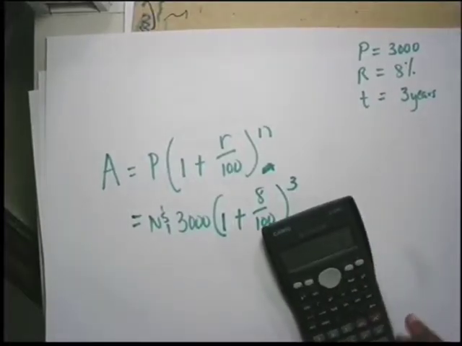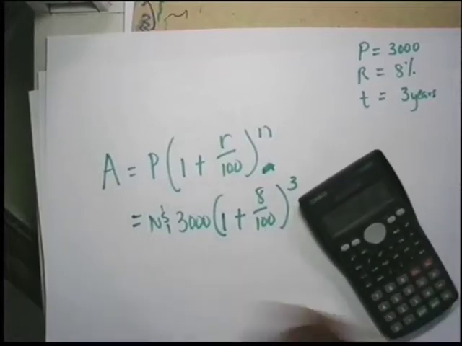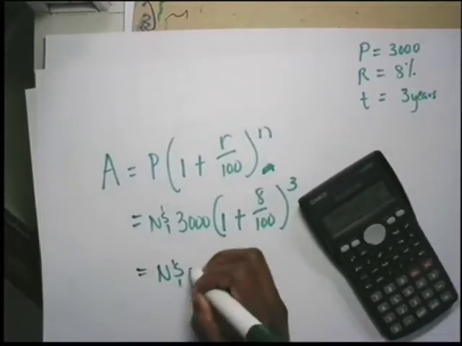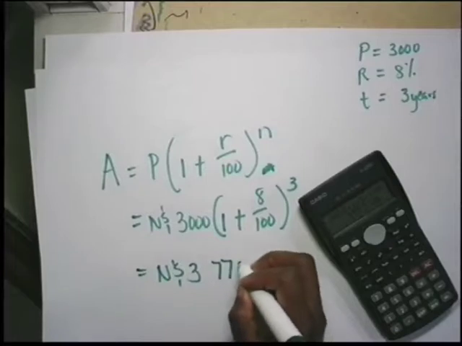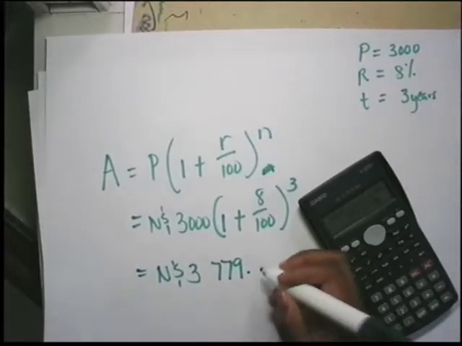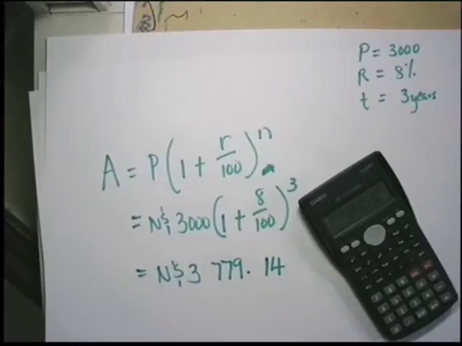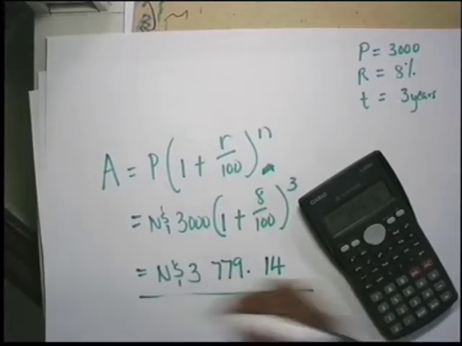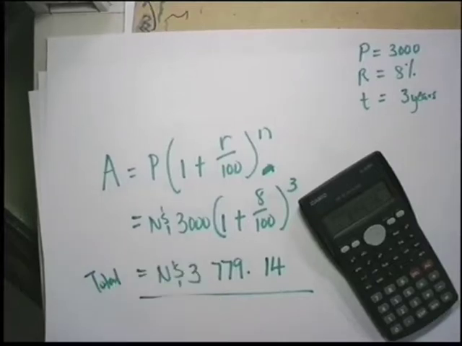3,000, open brackets, 1 plus 8 over 100, close the brackets, power 3. Then how much will you get here? It will give us a total amount of 3,779 to 2 decimal places, 0.14. So that is the total amount. This is the total amount of money this person will get after 3 years. Total. Alright?